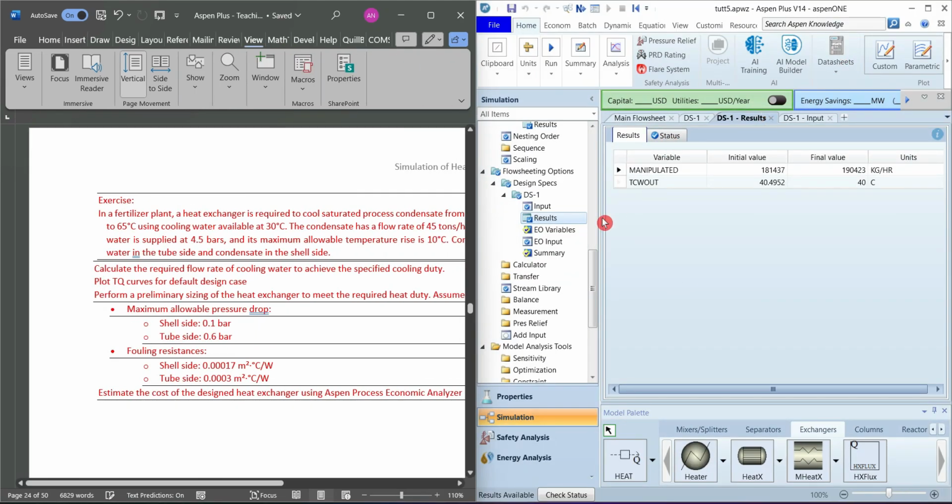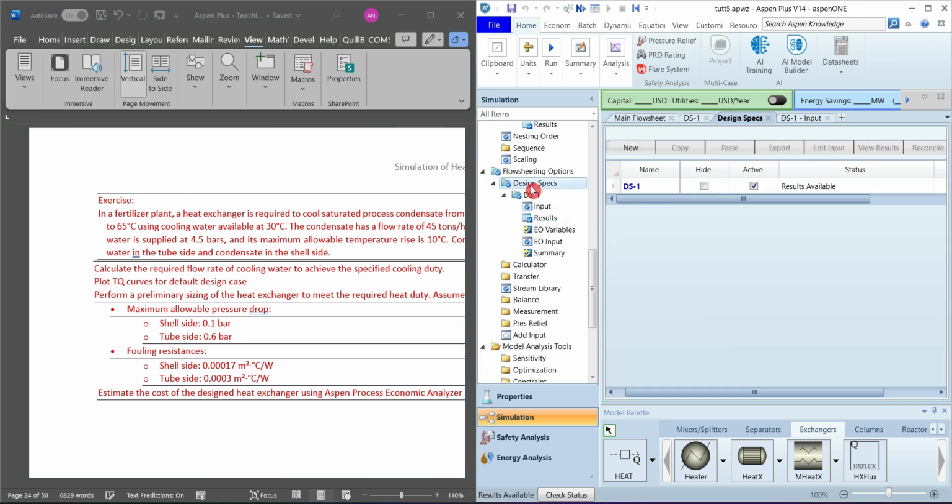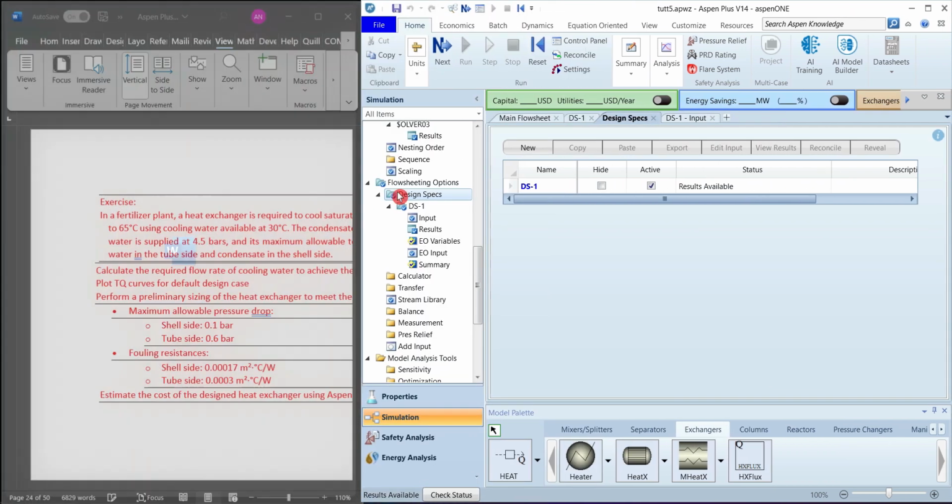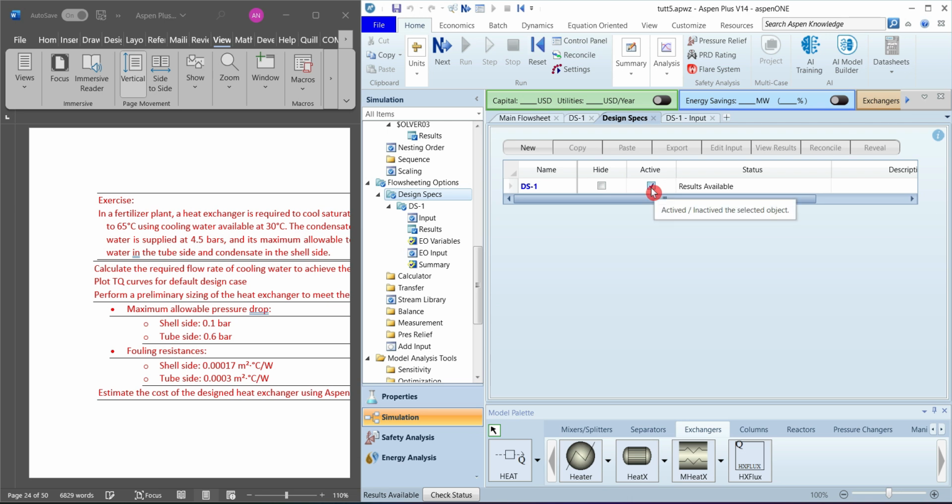Okay, so before jumping into the next exercise, let's make one change in the previous one. Go to the design specs tab and deactivate it, otherwise it will always create a mess for us. You just have to uncheck this active button, so that means this design specs won't work anymore.